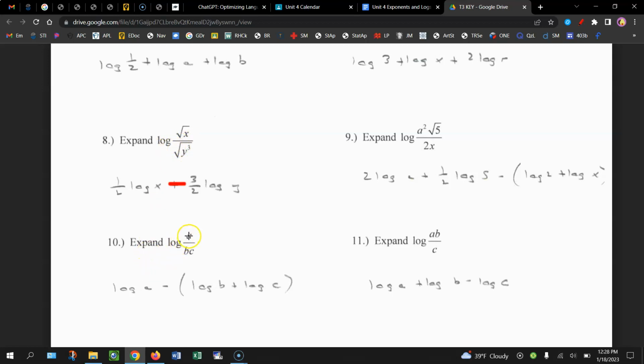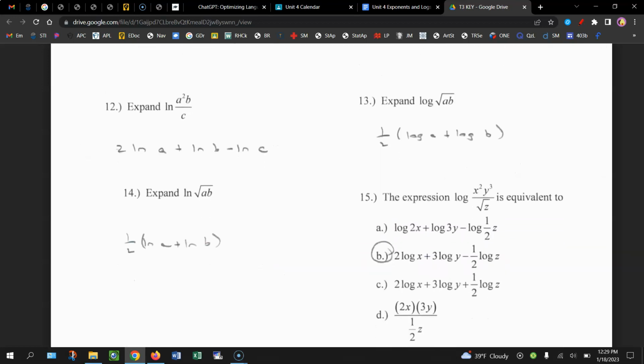Number 10, log a, you see division, you do subtraction, minus log b plus log c, because b times c, these are being multiplied. 11, a times b, so log a plus log b minus log c. Nothing changes when you have natural log. You do the same thing except write natural log. So 2 log a times, so plus log b divided by, so minus log c. 13, 1/2 log of a plus log of b.